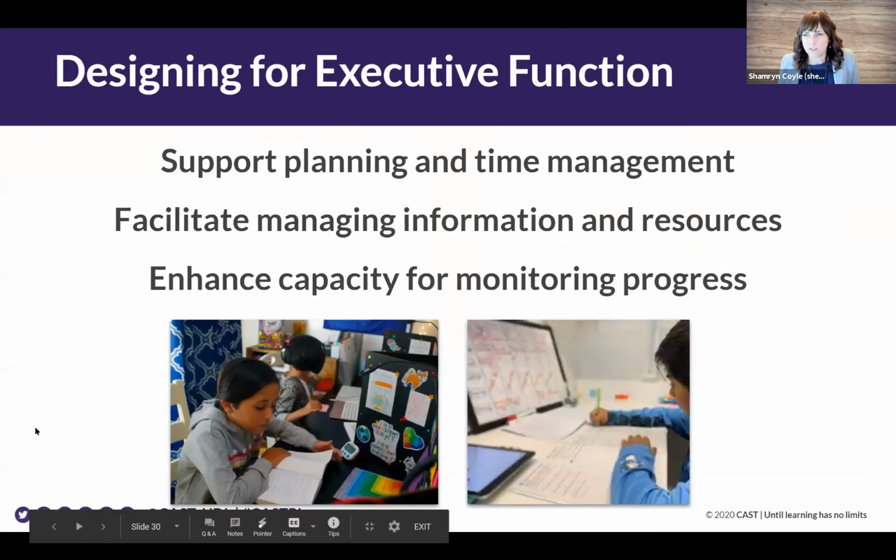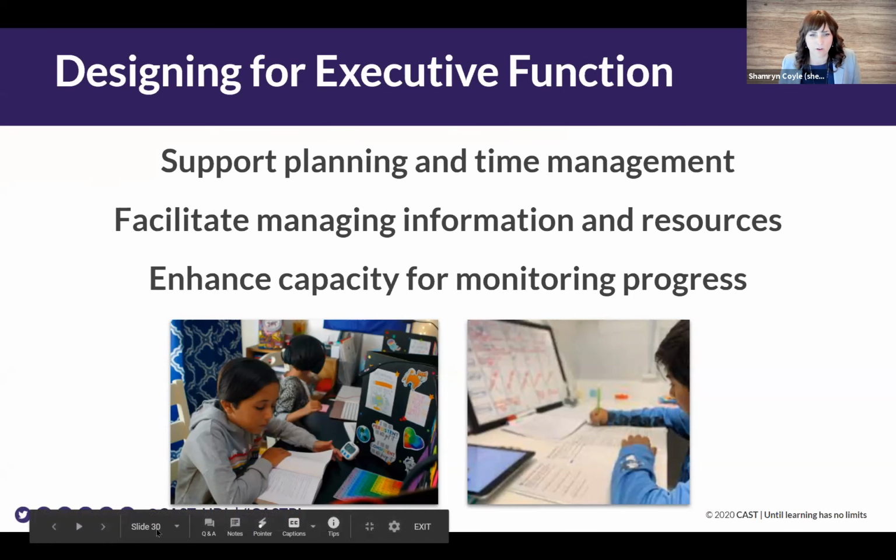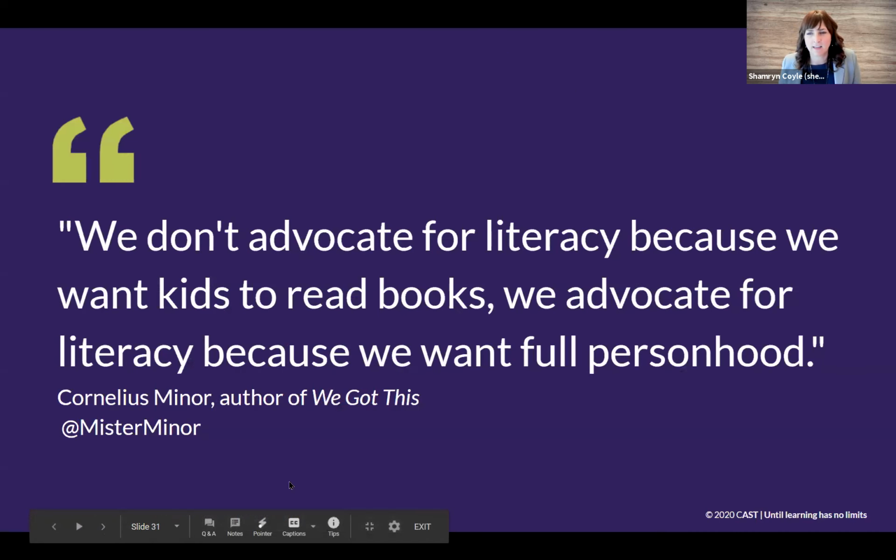So this will move us towards the end of our session this evening. Just to recap, we were looking at design elements to support executive function, and we brainstormed strategies and provided resources for one another to support planning and time management. We looked at ways that we can facilitate managing information and resources. And then we were also looking at how we can enhance the capacity for monitoring progress for all of our learners in this hybrid setting.